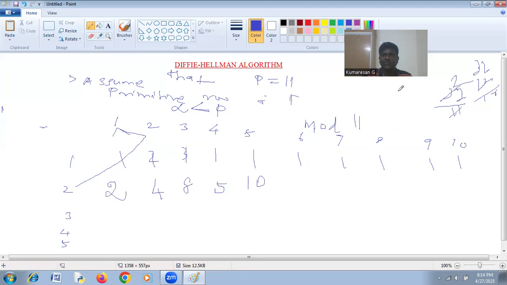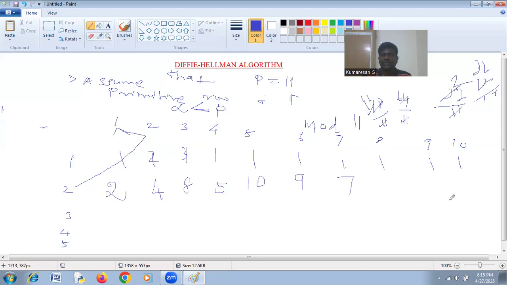64 by 11. 5 into 11 is 55, so 55 plus 9 is 64. So the value is 9. And 2 power 7 is 128. What is the 128 value? 11 into 11 is 121, so remaining 7. And 2 power 8 is 256.